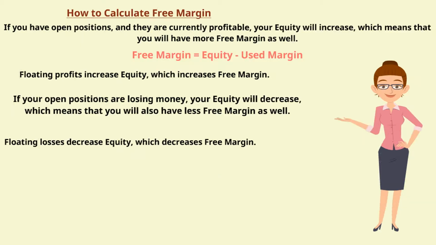Let me tell you how to calculate free margin. If you have open positions, and they are currently profitable, your equity will increase, which means that you will have more free margin as well. Here's how to calculate free margin. Free margin equals equity minus used margin. Floating profits increase equity, which increases free margin. If your open positions are losing money, your equity will decrease, which means that you will also have less free margin. Floating losses decrease equity, which decreases free margin.